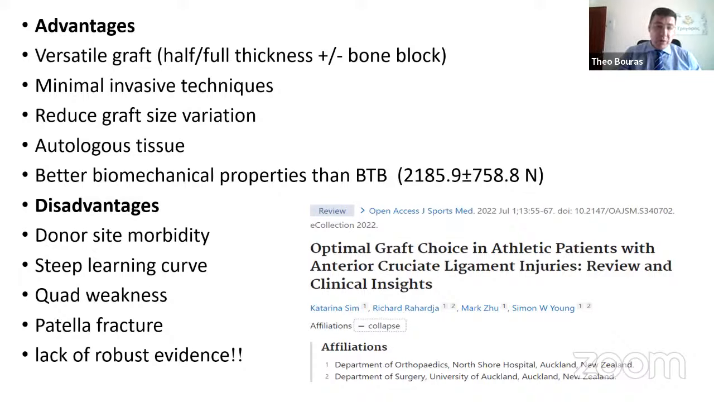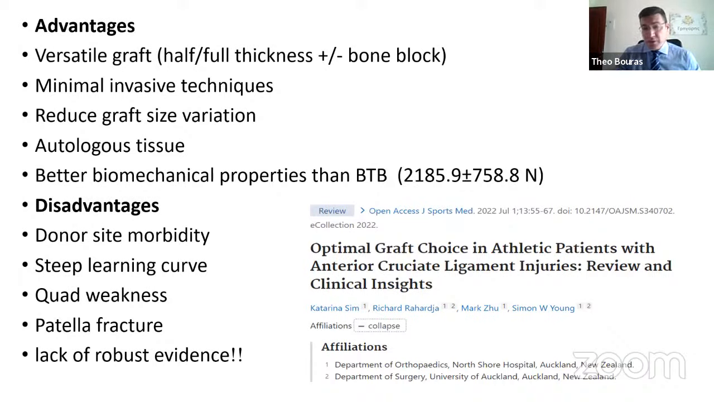Disadvantages: donor site morbidity, as with any graft. However, most studies report that the donor site morbidity for quads is lower than the BTB. It has a steep learning curve. Younger surgeons who want to harvest a quad should have some experience, along with surgeons that know how to do this. Quad weakness is also reported in very low percentages, patellar fracture as well.